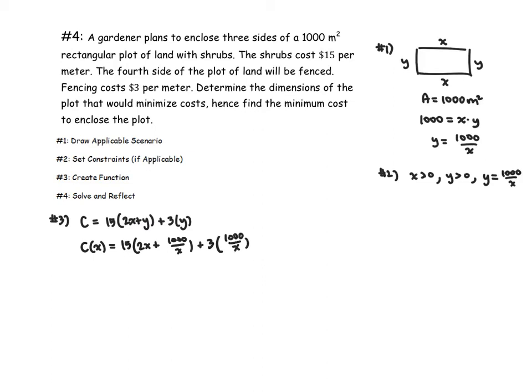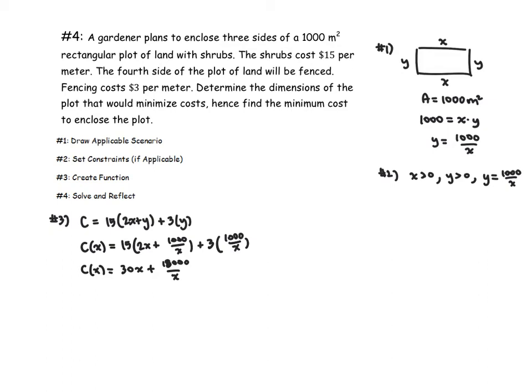Let's clean that up just a little bit. So the cost with respect to x will be 30x plus 15,000 over x plus another 3,000 over x. So I'm actually going to change that to 18,000 over x. Now I've got c of x.